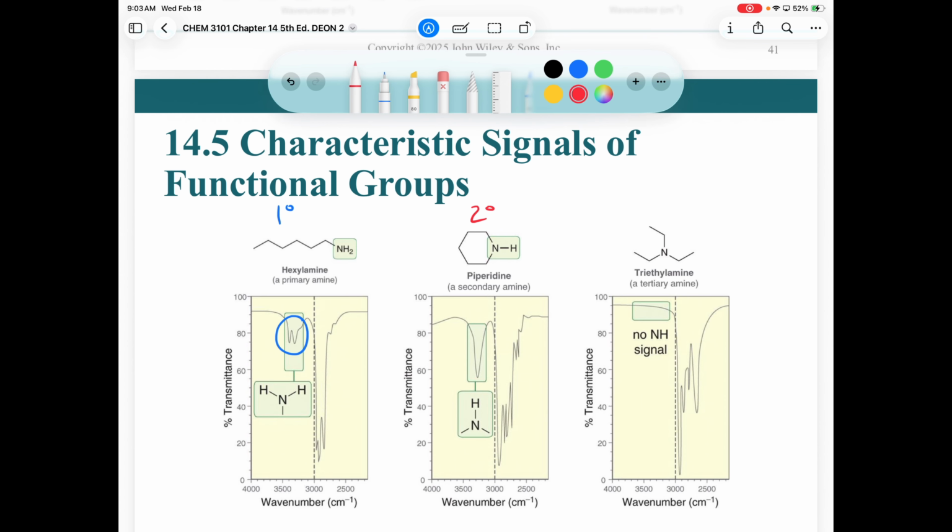So just because you don't have it doesn't mean you don't have an amine. It might be a tertiary amine. So this is called a tertiary amine.